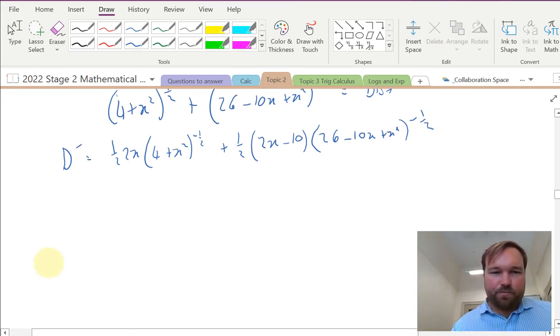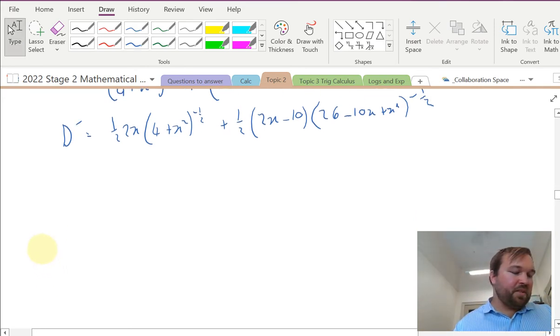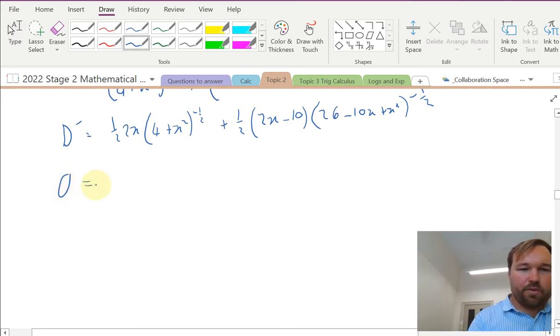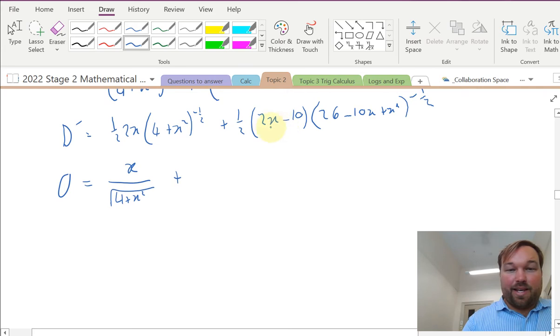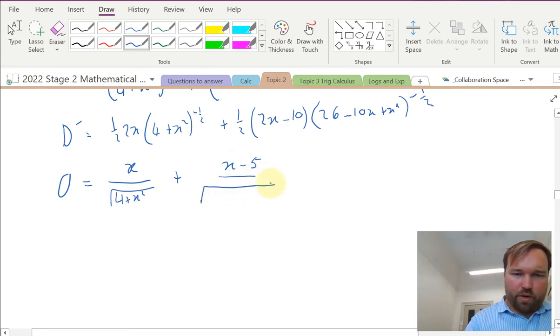There we go. All right, it's not particularly pretty. It's not pretty at all. Let's set equal to 0. 0 equals a half and 2 cancel. That's nice. So we have x over x plus 4 plus x squared square rooted plus a half can go into here, making that x take 5 over the square root of 26 take 10x plus x squared.